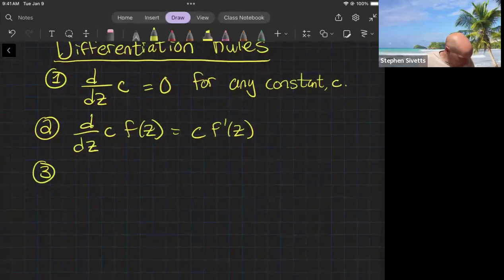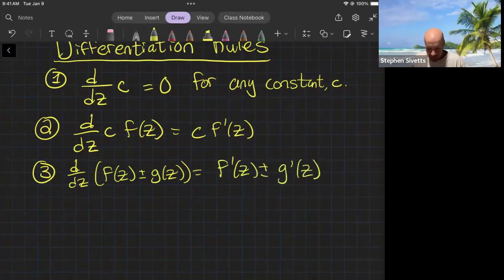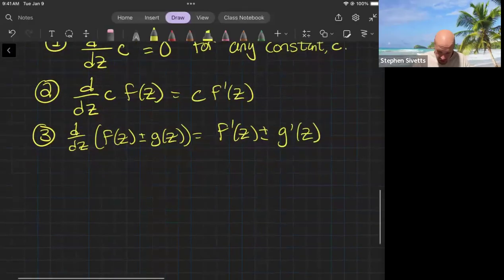Third rule: the derivative of a sum or difference of two complex functions equals the sum or difference of the derivatives. d/dz of f of z plus or minus g of z is equal to f prime of z plus or minus g prime of z.